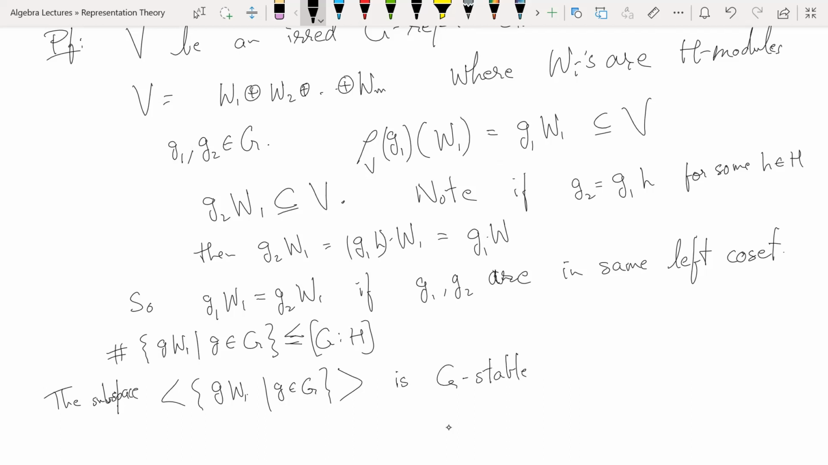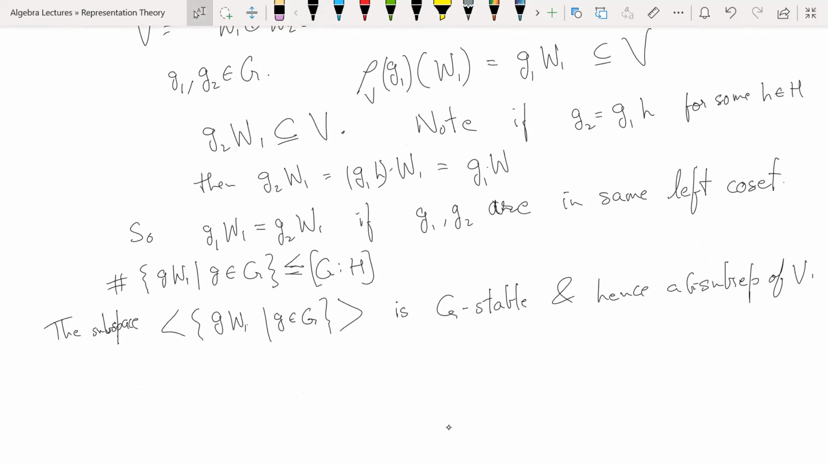Not invariant, but meaning the action of G on this subspace takes it to the whole subspace. It doesn't fix every element of the subspace, but it's G-stable. So that means the subspace is a sub-representation of V, a G sub-representation of V. But V is irreducible. So what does that tell us?